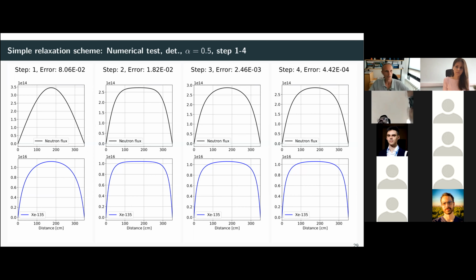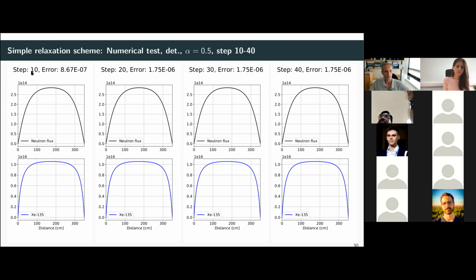Let's take a look at steps 10, 20, 30, 40. It looks like the solution is converged. It doesn't improve any further, but that may be just some kind of round-off error in my reference solution.